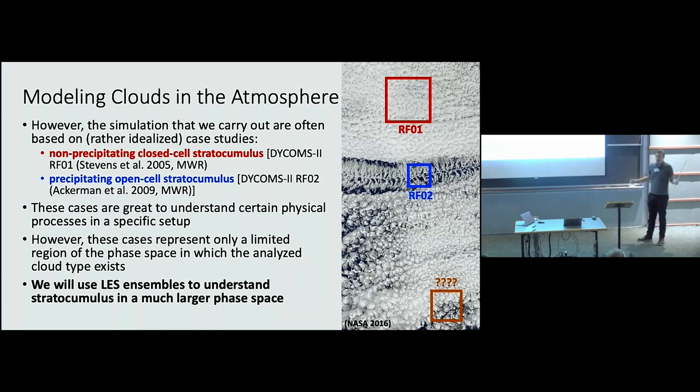And these cases are great. We can learn a lot from them. We can learn how the cloud physics react and how they are sensitive to certain microphysical assumptions that we make, but they only represent a limited range of the entire phase space. And we, for example, don't know what is going on here. So we don't cover this. So in my talk, I'm going to talk about how we can use huge ensembles of large eddy simulations to understand cloud microphysics in a slightly broader and larger phase space.